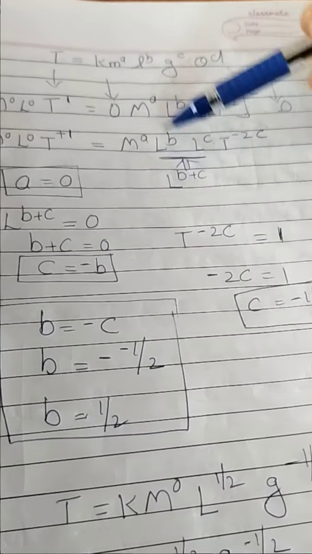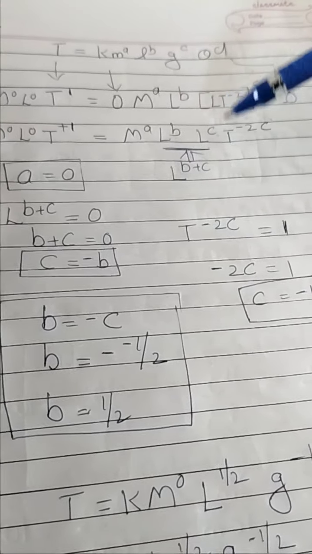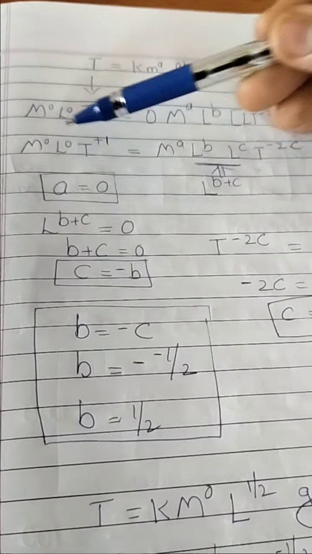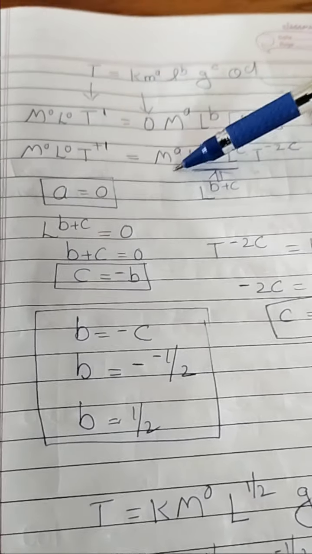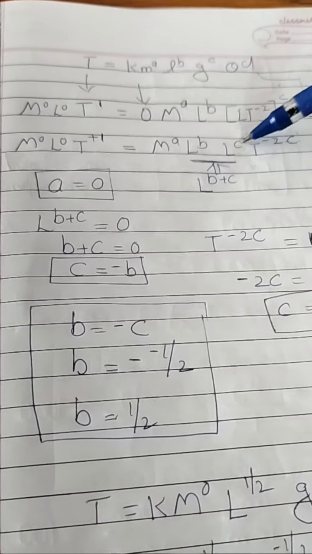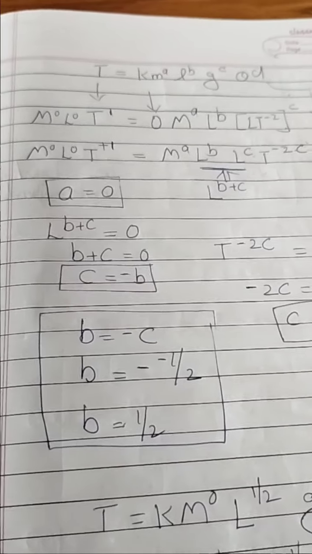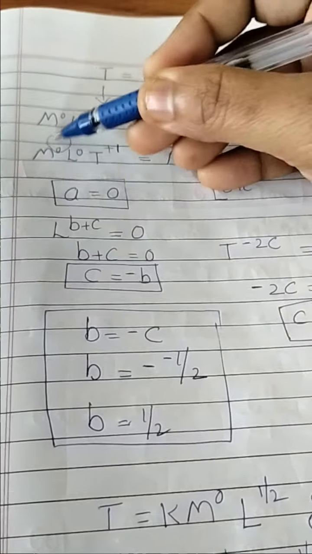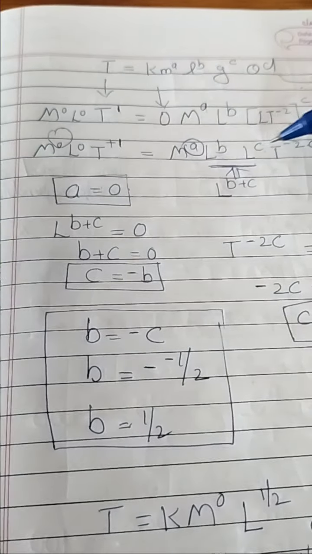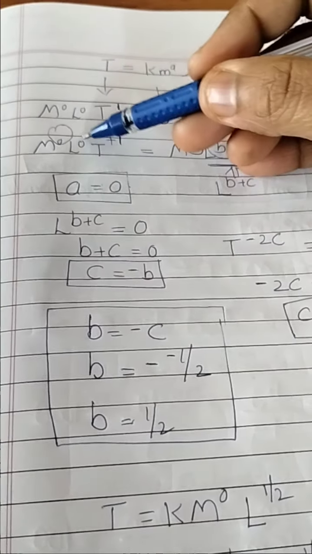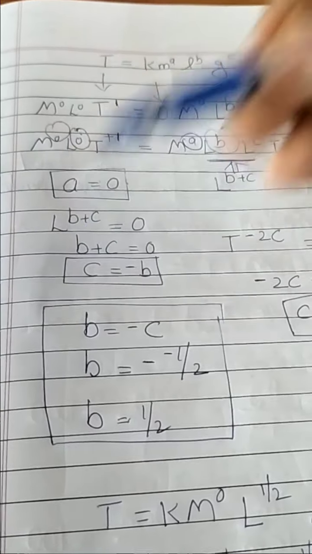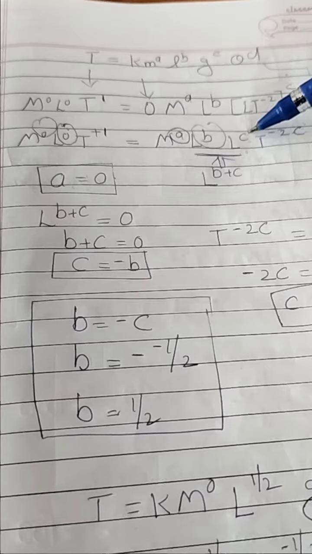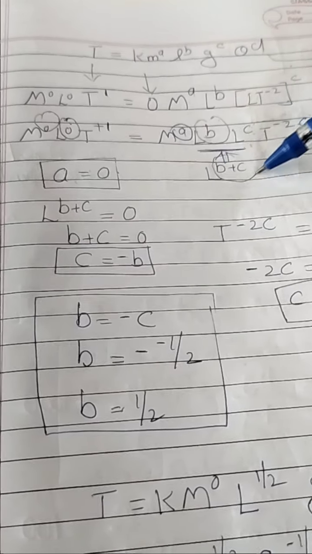So you get the answer M^0 L^0 t^1 equals M^a L^b L^c t^(-2c). So you should check it out. In the place of a, what is the answer here? 0. So a equal to 0. In the place of b, 0 in the case of the right side. So L raised to b is here, L raised to c is here. So we should add them combinedly, b plus c.